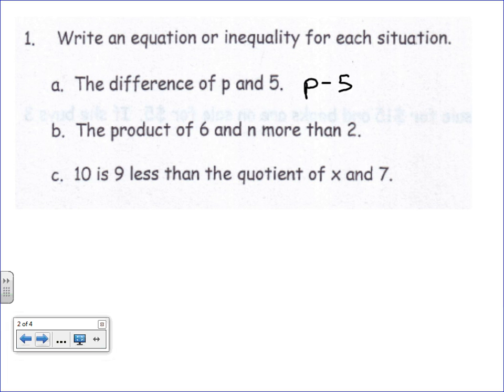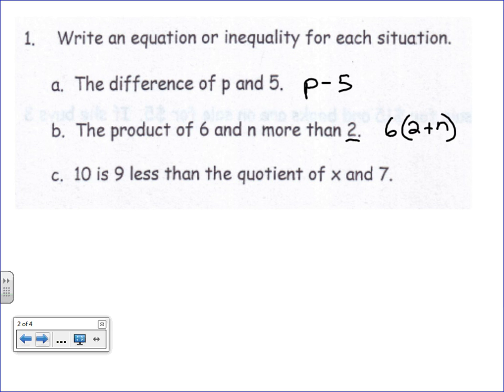Okay, the product of 6, what's product? Multiplication. And n more than 2. N plus 2 or 2 plus n? 2 plus n. Whatever's after more than goes first. So this is 2 plus n. The only way I can multiply something by 2 plus n is if I do what? The 2 plus n. So 6 times 2 plus n looks like that right there.